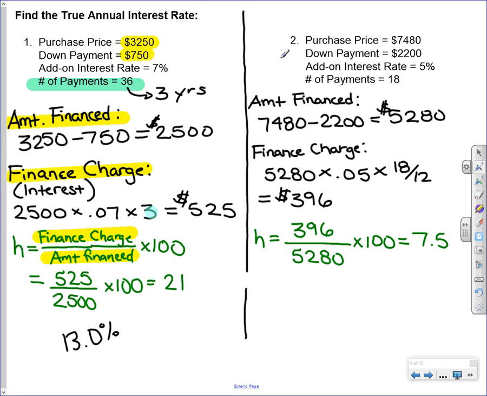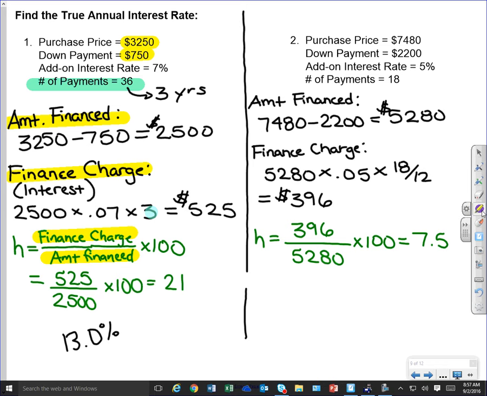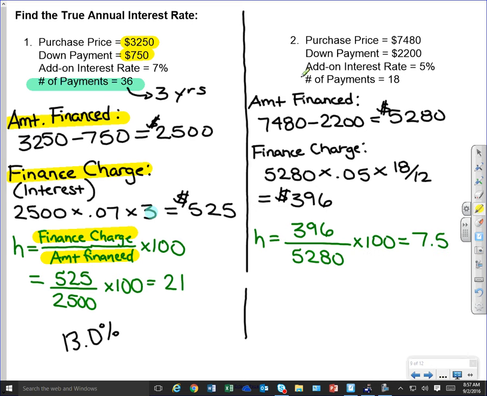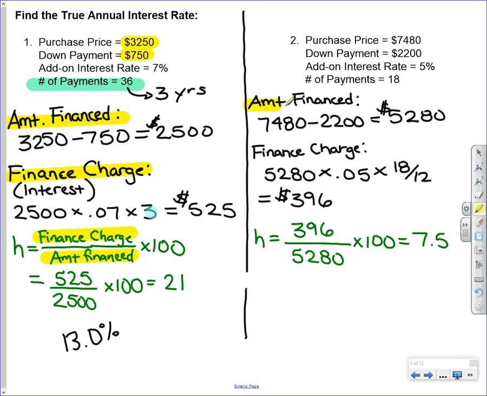Okay, now here's another example. Purchase price is $74.80. The down payment is $2,200, and the add-on interest rate is 5%. And then we have the number of payments is 18. So again, we find the amount financed and the finance charge. The amount financed is the purchase price minus the down payment, and so we get 52.80.